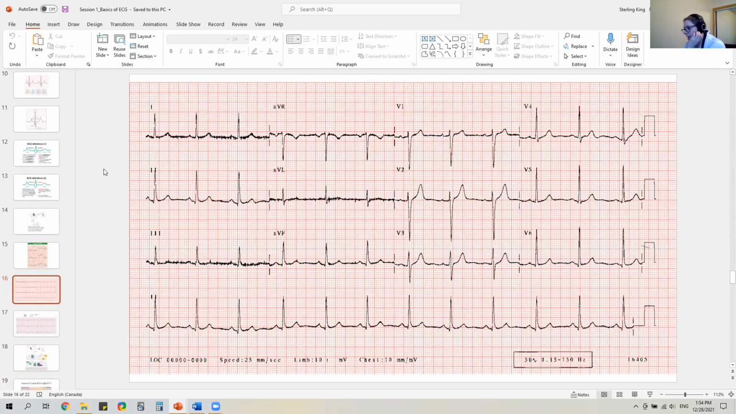Naturally, that last diagram was simplified. This is what an actual ECG printout would look like, plus some of the patient information at the top and the computer's interpretation. Each of these leads corresponds the same way. This is lead 1, 2, 3, and then over here, AVR, AVL, AVF, and then the precordial leads, V1, V2, V3, V4, V5, V6.